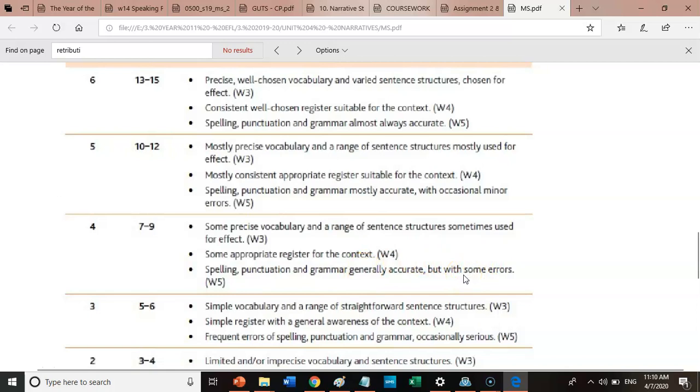So a big thing with CIE is sentencing, whether or not your sentences are accurate. And what that means mainly is that you can use full stops correctly. A really common error is to put a comma when it should be a full stop.